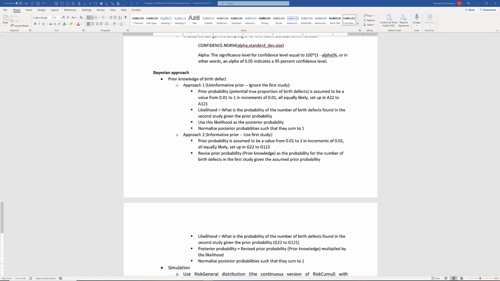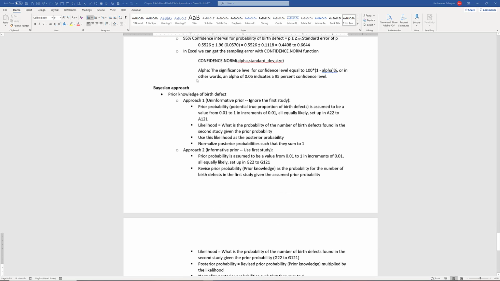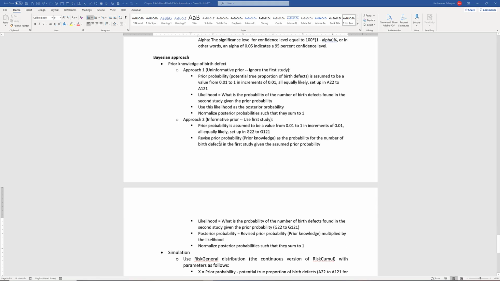Okay. And we will then take into account the first study. So take each of these prior probabilities and compute the probability of the outcome given in the first study. So for each of the probabilities we assume here in column G22 to G121, we compute what is the probability that there will be 58 adverse outcomes out of 125 for each of those cases. So that would be our revised prior. So that's your prior knowledge.